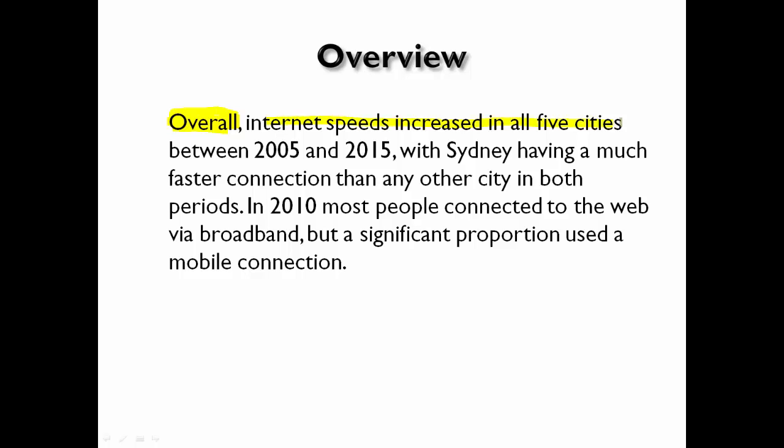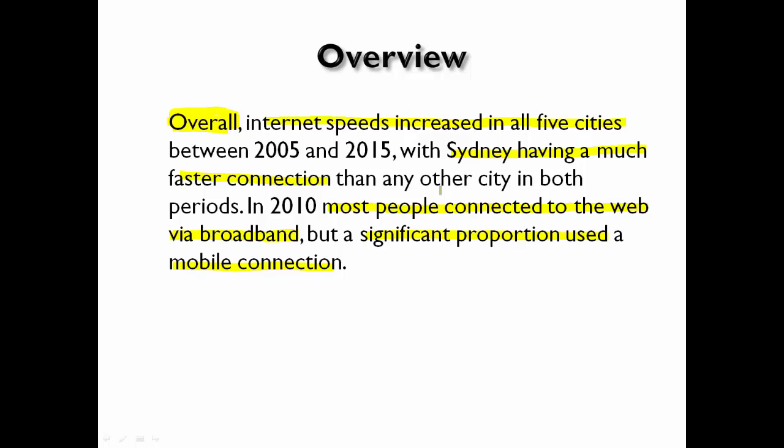Internet speeds increased in all 5 cities. This is our first main detail. Sydney having a much faster connection. This is the number 2 thing that we include in our overview. Most people connected via broadband. That's the third significant thing, the third key feature. And a significant proportion used a mobile connection. So those are our 4 key features that we have just explained. No data in our overview.